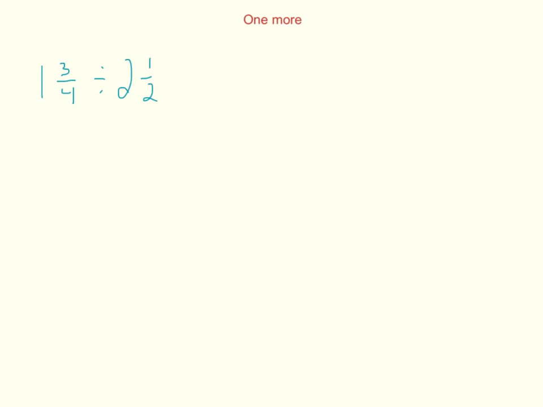If you're feeling good now, you can stop the lesson, but if you want to try one more, we'll do one more example together. So this question is 1 3/4 divided by 2 1/2. You can pause here and hit play when you're ready to go.